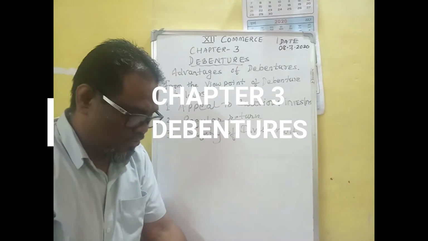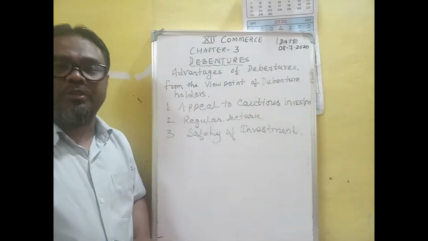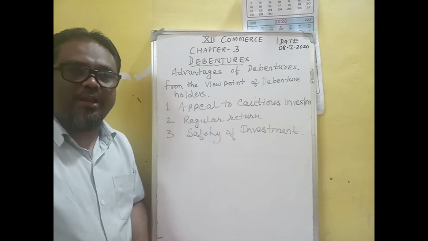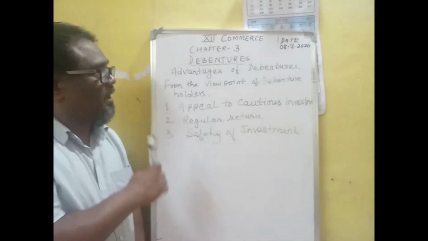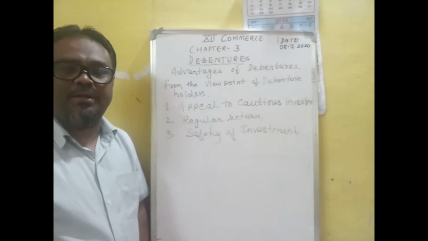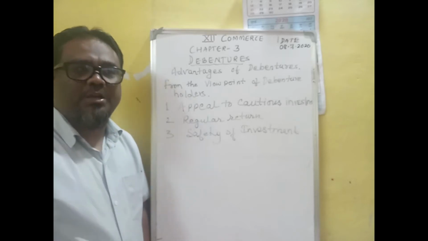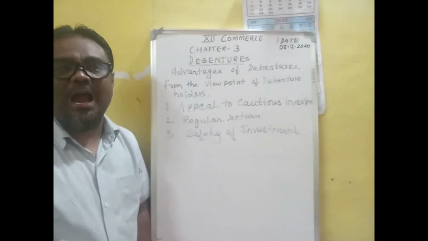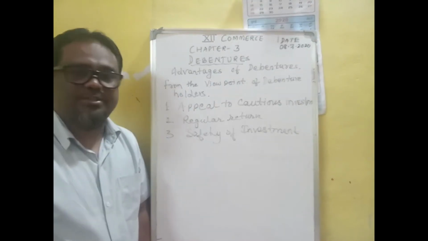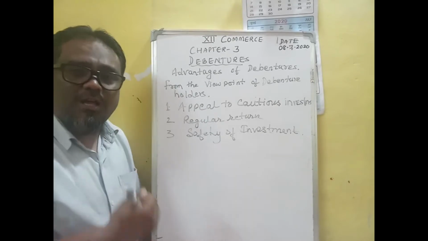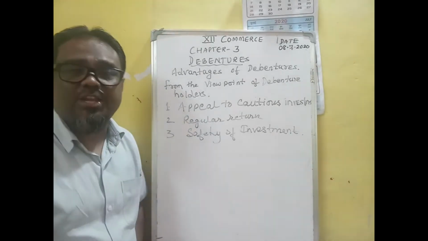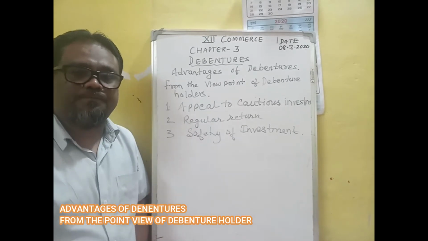Good morning, children. So again we are continuing the same chapter, sources of finance for a joint stock company, and last class we have done debentures, the meaning, the features of debentures, and the kinds of debentures. Now today we are going to do advantages of debentures.